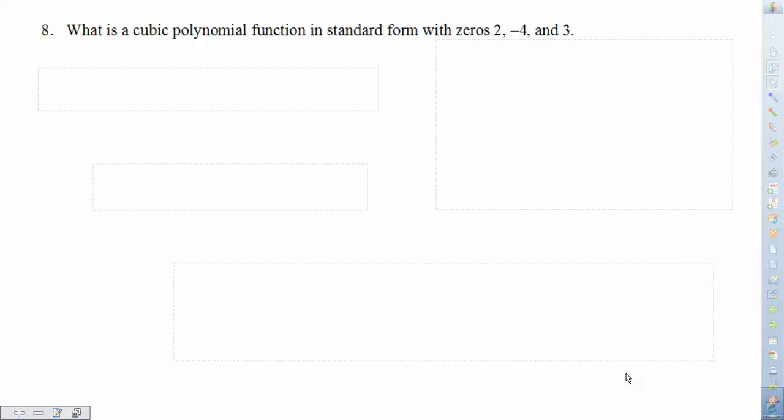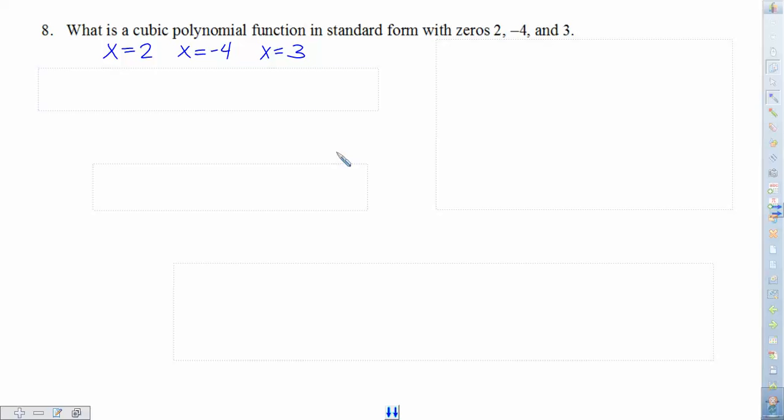Alright, so looking at number 8. Let's write a cubic polynomial function that has zeros of 2, -4, and 3. So on these problems, here's what you're starting off with. If we're telling you have zeros of 2, -4, and 3, it's like trying to solve a polynomial and we're telling you right away, hey, an answer, x equals 2. And then another answer, x equals -4. And then another answer, x would be equal to 3.